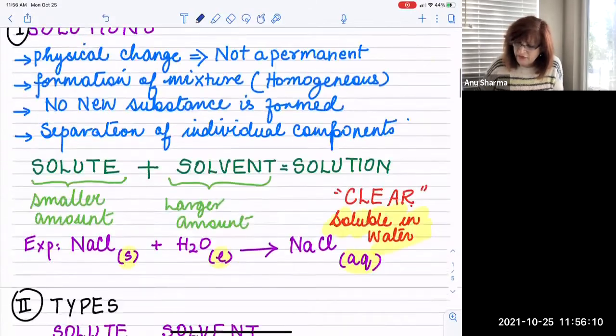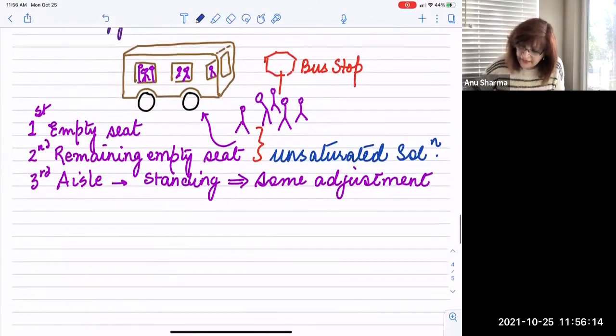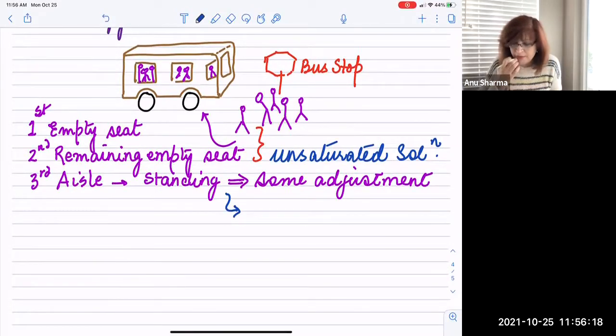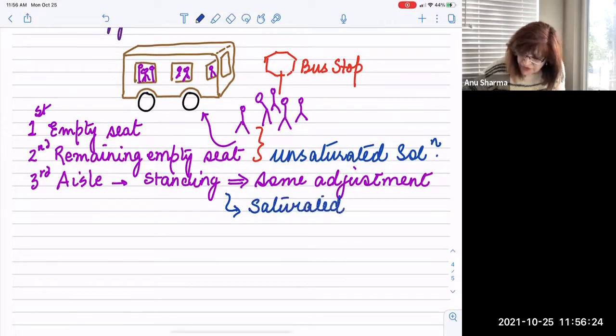All right, so here we have this. The first one was the unsaturated. Then the next one, after some adjustments, all the space gets occupied, people standing in the aisle, no more space left, then it becomes a saturated solution. Okay, so this is how you would see them.